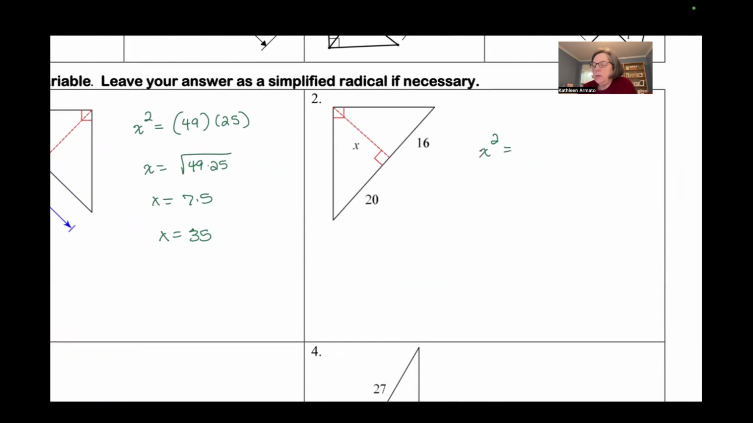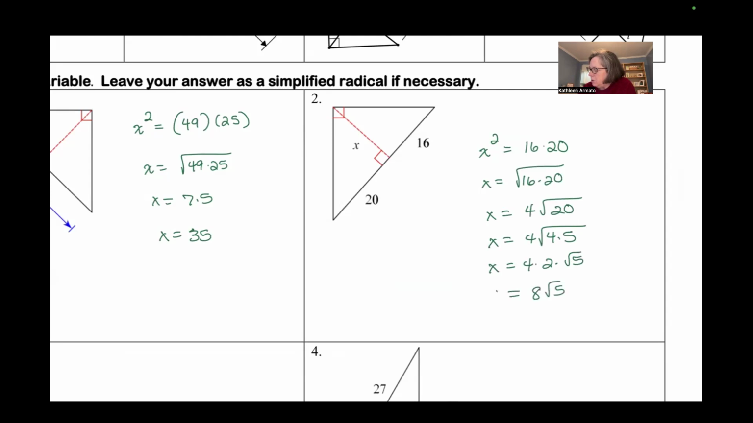All right, here, X is the altitude. The altitude rule is that the altitude squared equals the product of the two parts of the hypotenuse. So X squared equals 16 times 20, so X equals the square root of 16 times 20. The square root of 16 is 4. I can go ahead and take that square root. Square root of 20, we're not done doing simplified radical form. 4 times 5 is 20. 4 is a perfect square. The square root of 4 is 2. I can multiply that 4 and 2 together. You should give your answers in simplified radical form.